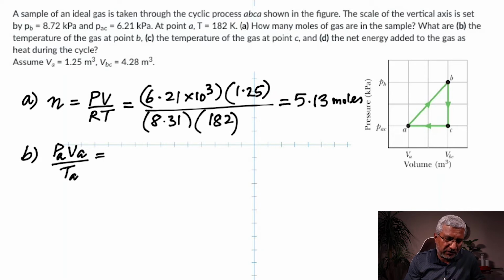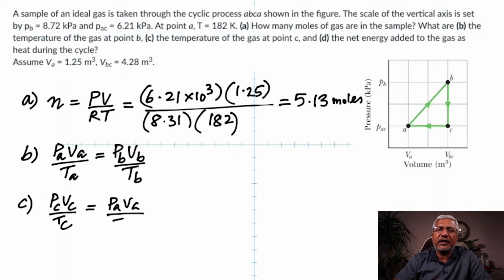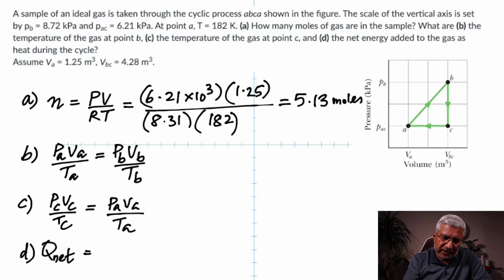Go to this B part. What is the temperature of the gas at point B? How do you find the temperature at point B? Using the ideal gas equation. PA VA by TA is equal to PB VB by TB. You know those. Put those in and calculate the temperature at point B. Do the same thing for C. Same thing. And that's why I'm not spending too much time on that.